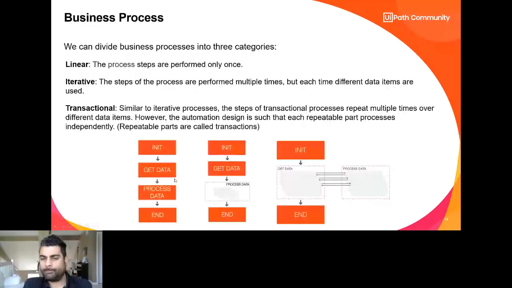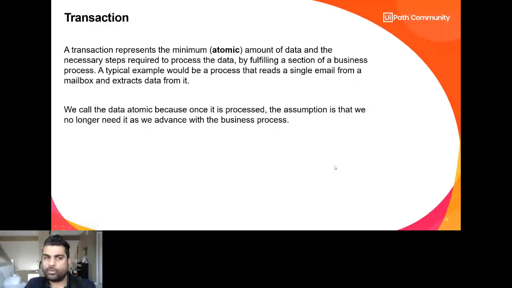Then I will take an example of the linear process also in a minute. Then what is a transaction? Here we mentioned a transactional business process, but what is a transaction? A transaction represents a minimum amount, also called an atomic amount of data, and all the necessary steps required to process the data by fulfilling a section of the business process. For example, I want to process some records in an iterative way, and I mentioned that each process will be handled differently.